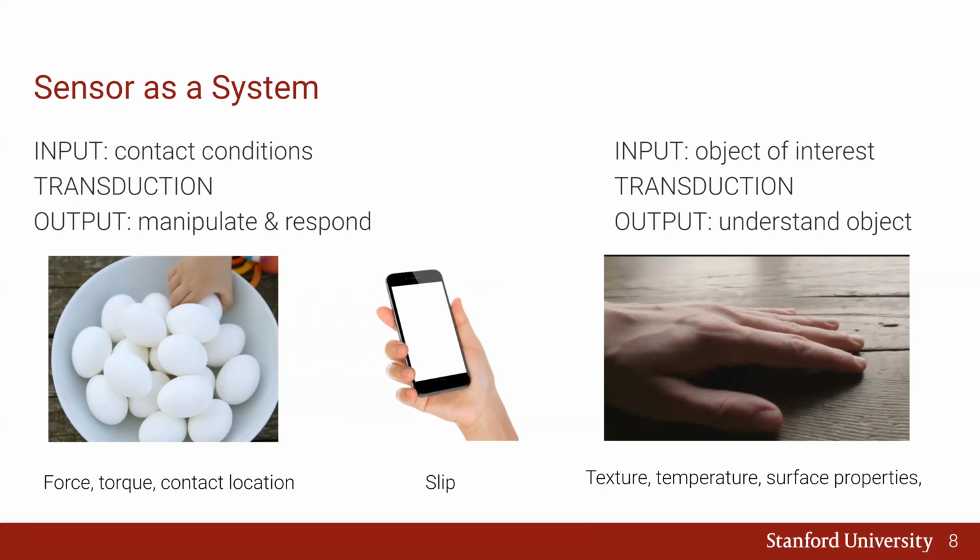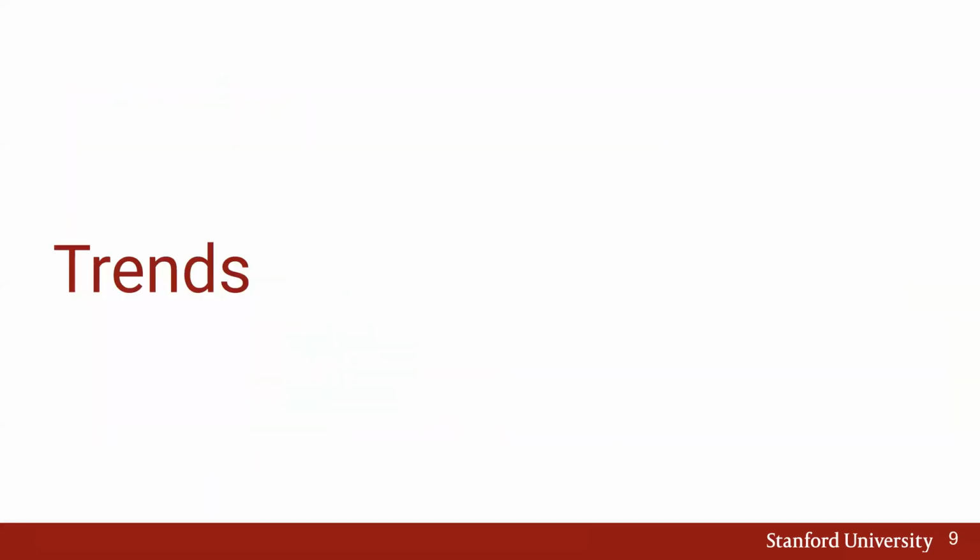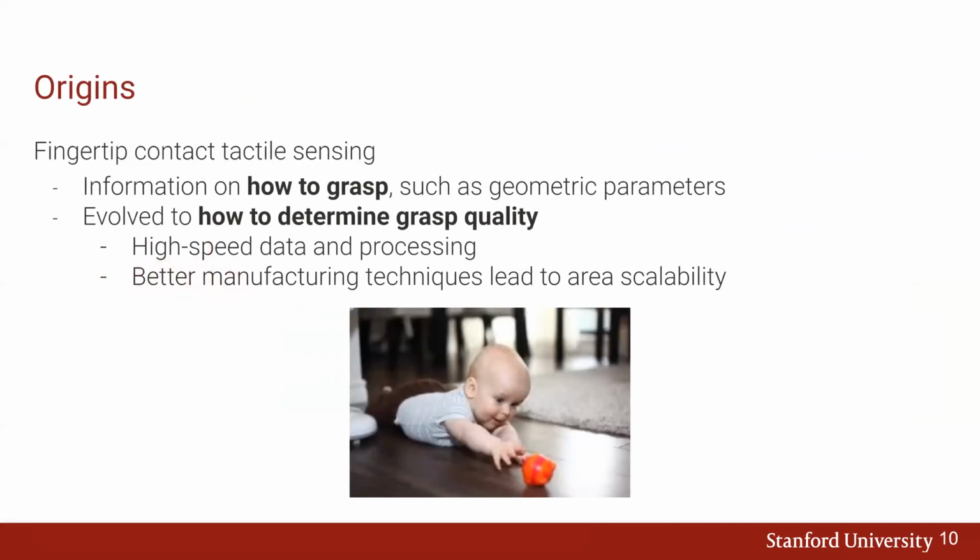With this basic understanding of tactile sensing, now we look at the field from a historical perspective to think about some general sensing archetypes. We begin with the origins of tactile sensing, which was grounded in robotic manipulation being framed as a grasping through fingertip contact kind of problem. Back then, tactile sensors were concerned with how to grasp, and this involved measuring geometric parameters. Then tactile sensing evolved to think about how grasps were good or bad, such as grasp quality or grasp stability.